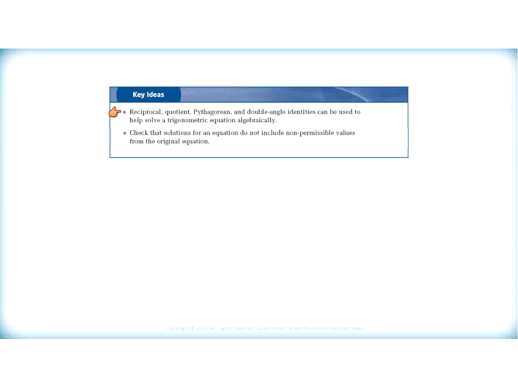Okay, key ideas. Reciprocal, quotient, Pythagorean, and double angle identities can be used to help solve a trigonometric equation algebraically. And remember to check the solutions for an equation. Check that solutions for an equation do not include non-permissible values from the original equation. And you saw that occur in a couple of places. Okay, that ends this lesson.